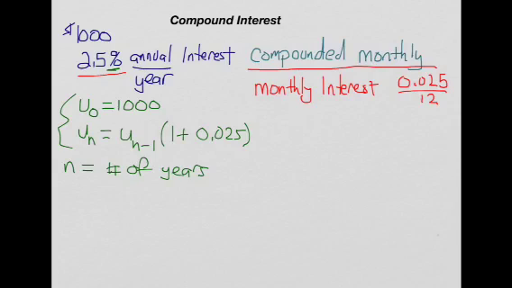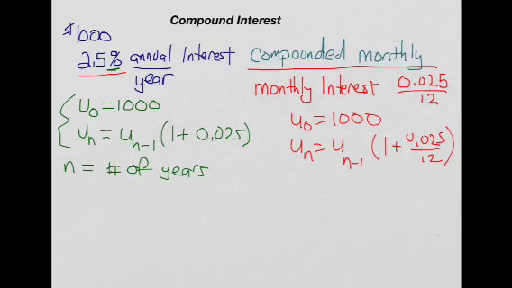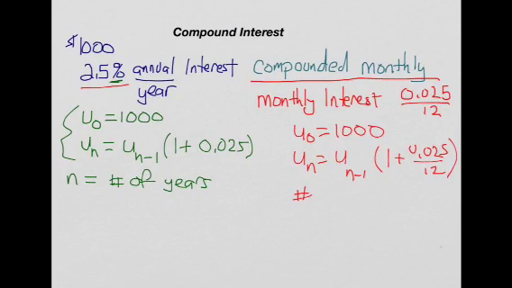So to figure out how much you're going to get in a month, we just divide it by 12. I'll switch it from a percentage to a decimal and say my monthly interest amount, what I get every month, is going to be 0.025 divided by 12. So my recursive formula now is u sub 0 equals 1,000, and u sub n equals u sub n minus 1 times 1 plus 0.025 divided by 12. And in this case, my n is the number of months, not the number of years.